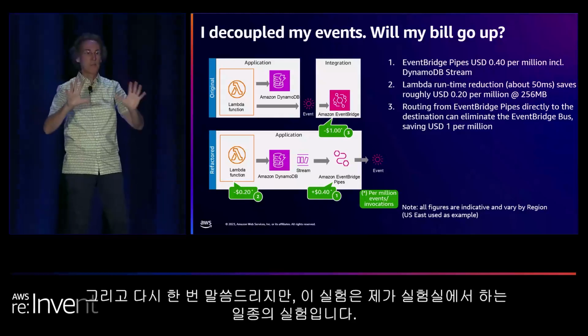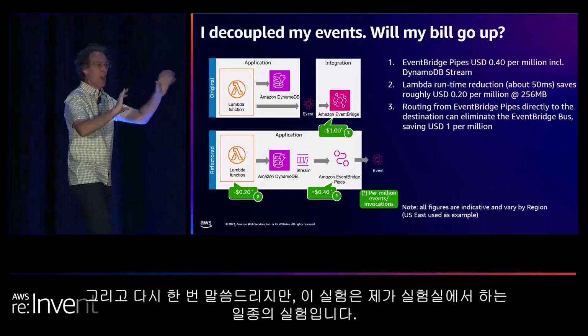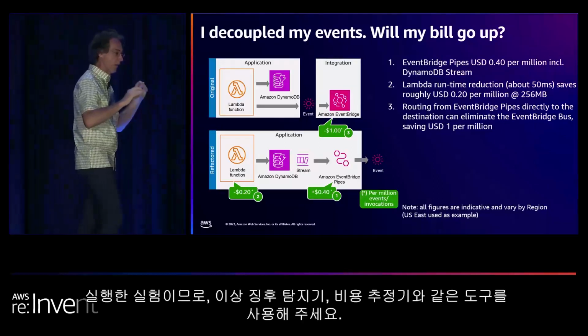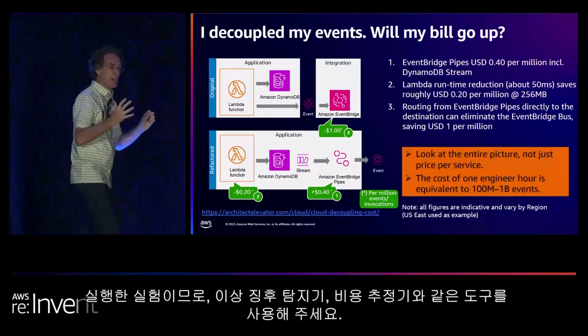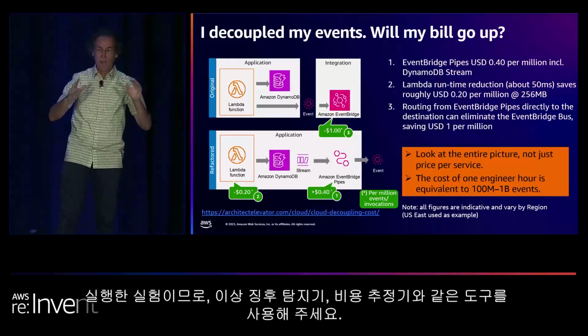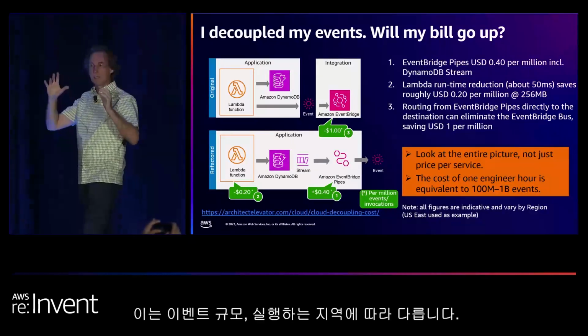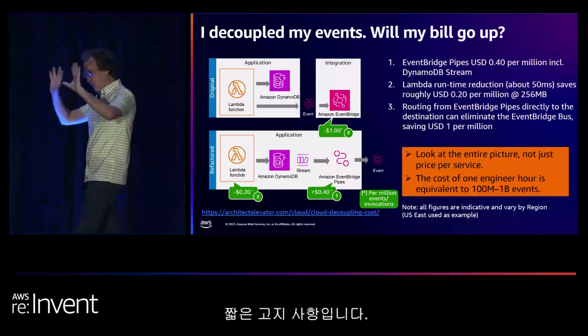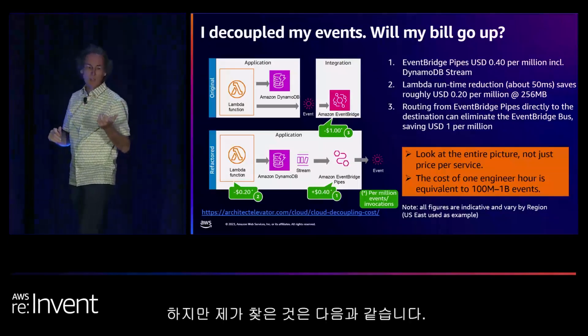And again, disclaimer here, these are a little bit sort of lab kind of experiments that I ran. So please use the tools that you have, like anomaly detector, cost estimator. This depends on event sizes, regions that you run in. So that as a short disclaimer. But here is what I found.